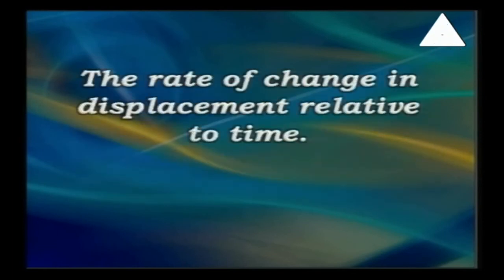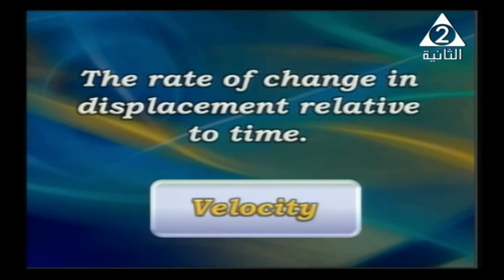The first one, the rate of change in displacement relative to time. So displacement relative to time, it means what? It means velocity. Why? Because here we have displacement and relative to time. So we have time and displacement, so we have velocity. If I have distance and time, we have speed. Or if I have speed and time, it means acceleration.